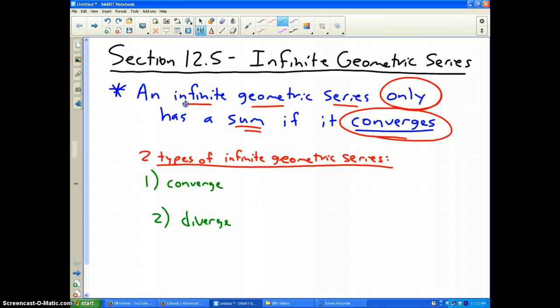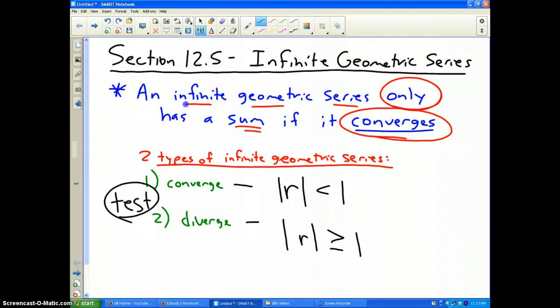There are two types of infinite geometric series. One is the one that converges. If an infinite geometric series converges, that means its common ratio r, the absolute value of r is less than 1. If it diverges, that means the absolute value of r is greater than or equal to 1. That is your test. You must test your series to see if it converges or diverges.